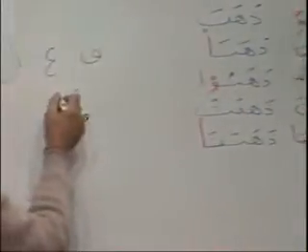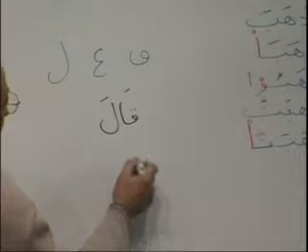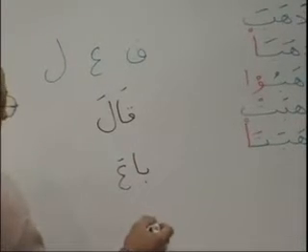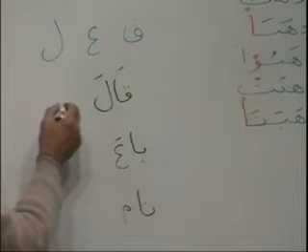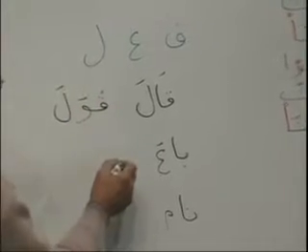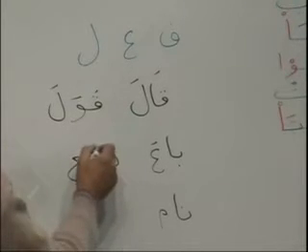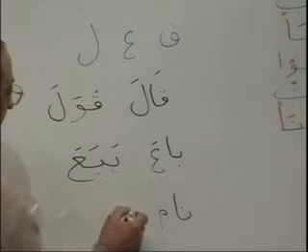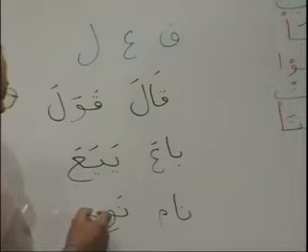Kala, and then I will say ba'a, and then I will write down nama. Okay, brothers and sisters? Kala is ka, waw, lam. Ba'a is ba, ya, ayn. And nama is nun, waw, mim.